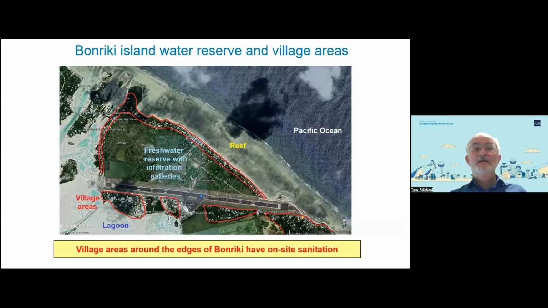This is an aerial photo of Bonriki Island with the ocean up at the top of the screen and the lagoon down here at the bottom. We have some village areas marked in red outline around the edge of the island. It also has the main international airstrip. And within this middle area, there's fresh groundwater, which is pumped using these infiltration galleries. One note is that village areas on the edge of the island have on-site sanitation.